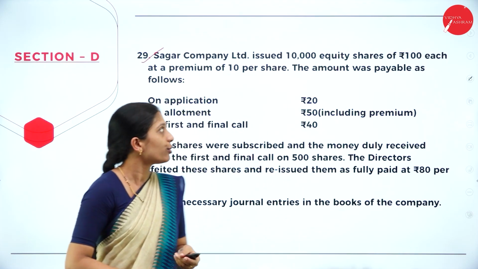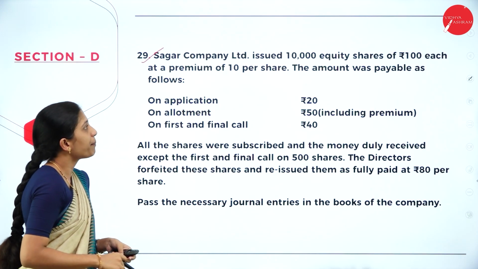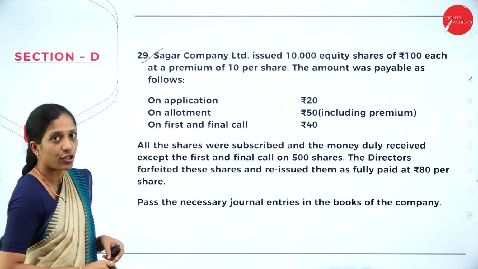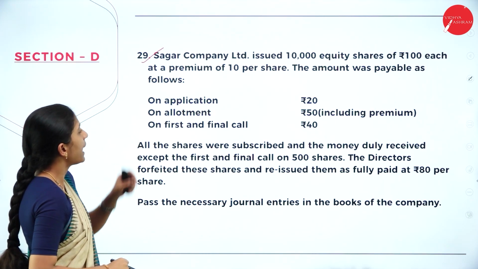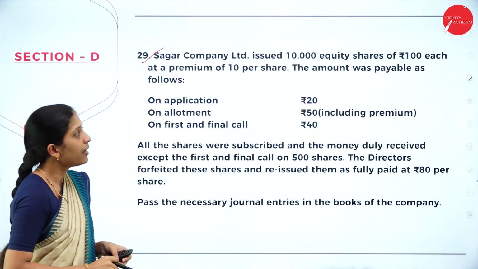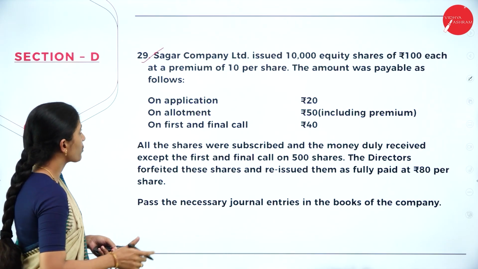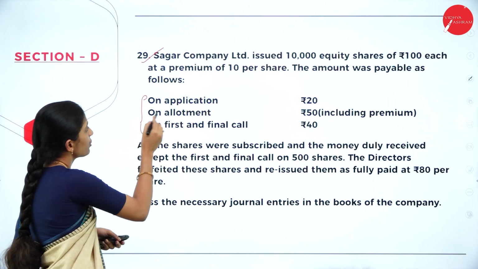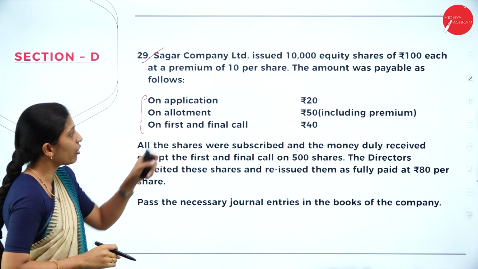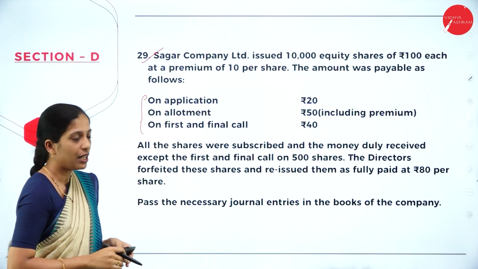29th problem. Go through the problem here. Sagar Company Limited issued 10,000 equity shares of rupees 100 each at a premium of 10 per share. The amount was payable as follows. So they have given all the stages: on application 20, on allotment 50, on first and final call 40.